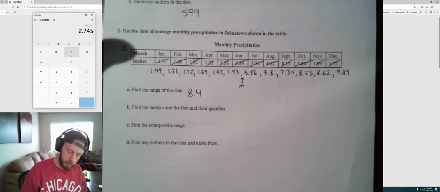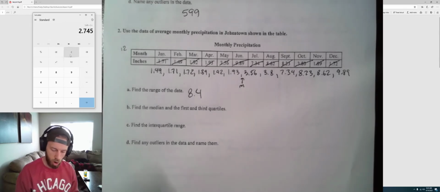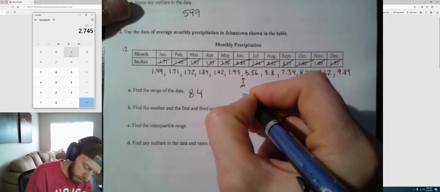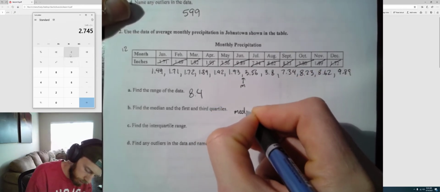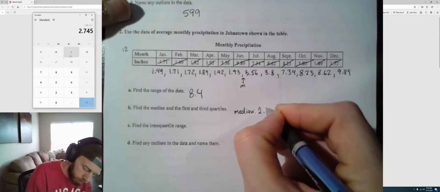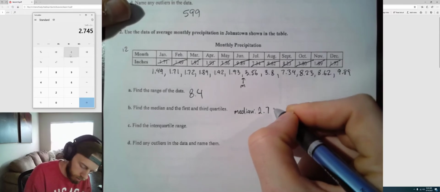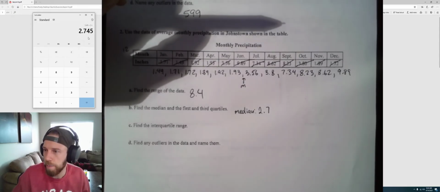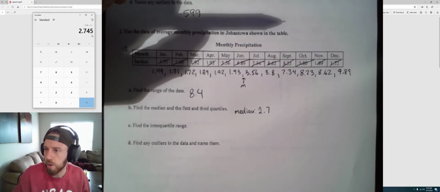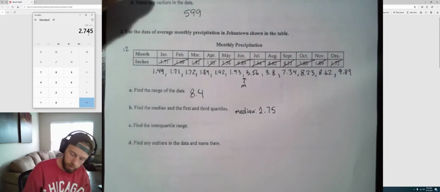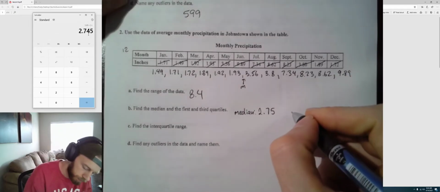And my median is going to be, and I'm going to round this to the nearest hundredth because all of these are rounded to the hundredths, I'm guessing. So the median is 2.7, and then that 5 right there is going to tell us to round that 4 up to a 5. So this is going to be 2.75 for our median.